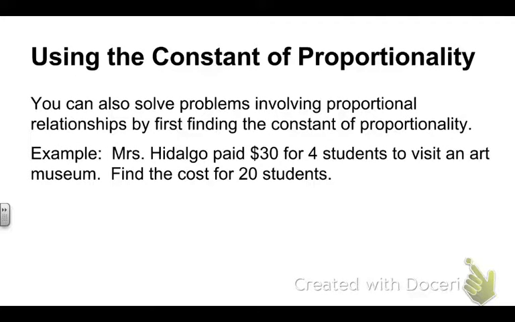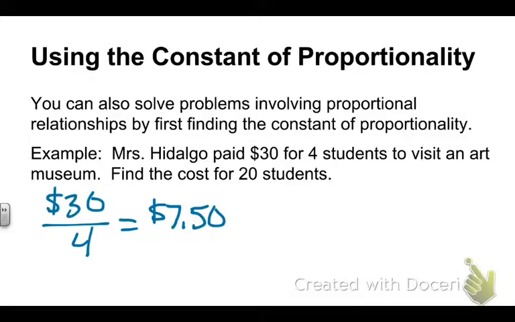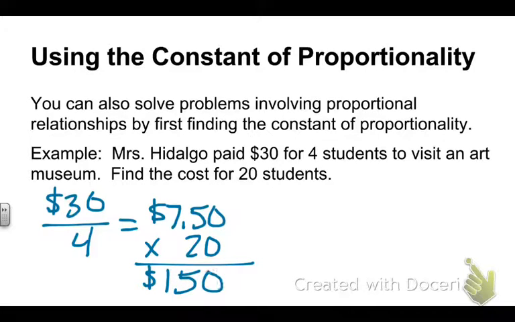So if Mrs. Hidalgo, we'll say, paid $30 for 4 students to visit an art museum, find the cost for 20 students. So if we take 30 divided by 4 and we divide that out, we're going to get that it's $7.50 for 1 student. So how much would it be for 20 students? So simply multiply by 20 and you get $150. Boom, done.